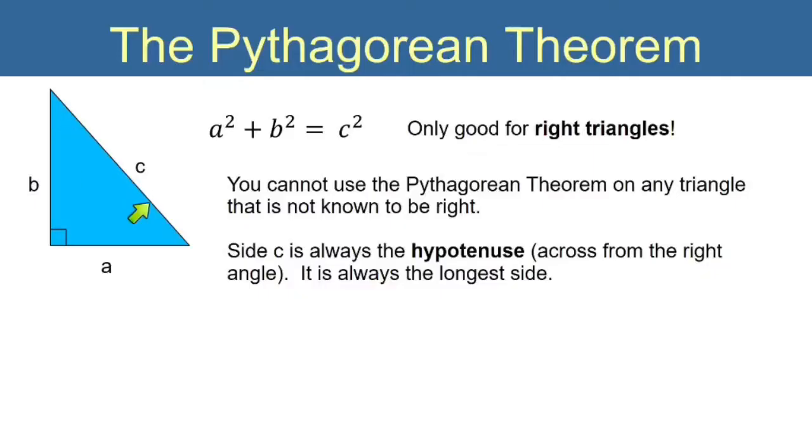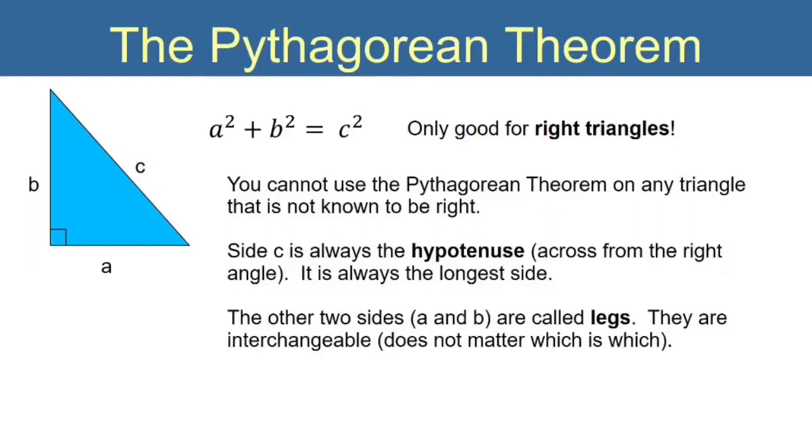The hypotenuse is special because it's guaranteed to be the longest side in the triangle, and the reason it's the longest side is because it's across from the largest angle. In a right triangle, the largest angle is going to be the right angle. The hypotenuse is across from the right angle, and it's always labeled C. The two other sides, A and B, as I said, are called legs. Those two are interchangeable. In other words, it does not matter which is which, but the hypotenuse must be labeled C.